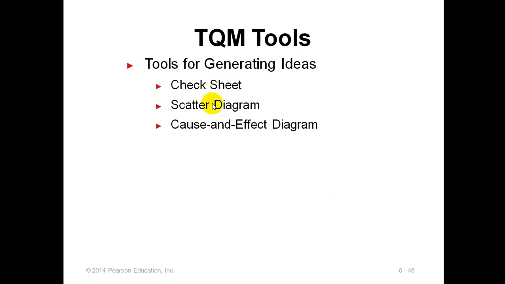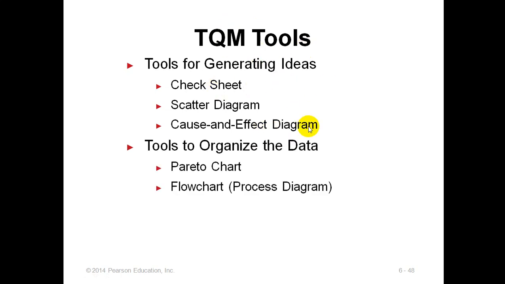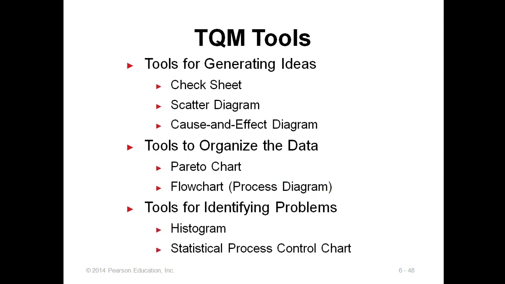The checklist, scatter diagram, and cause and effect diagram, which is also known as the fishbone diagram, help us to generate ideas. The other tools help us to organize the data, maybe the Pareto chart and flow chart, which is also known as the process diagram. And different other tools identify the problem, such as the histogram and the statistical process control chart. We'll discuss each tool in detail with an example.